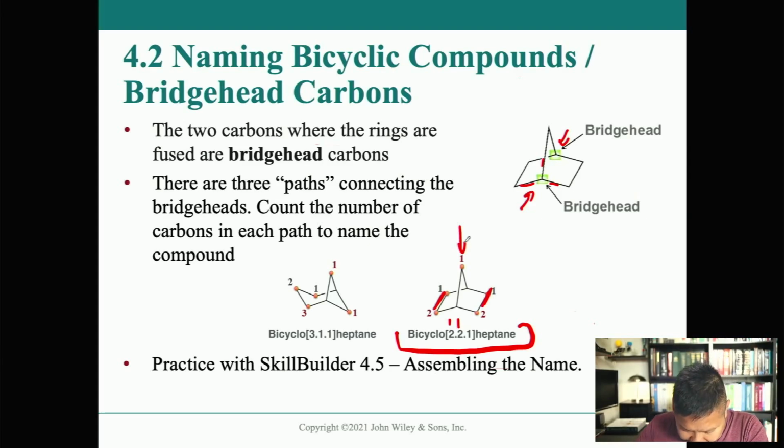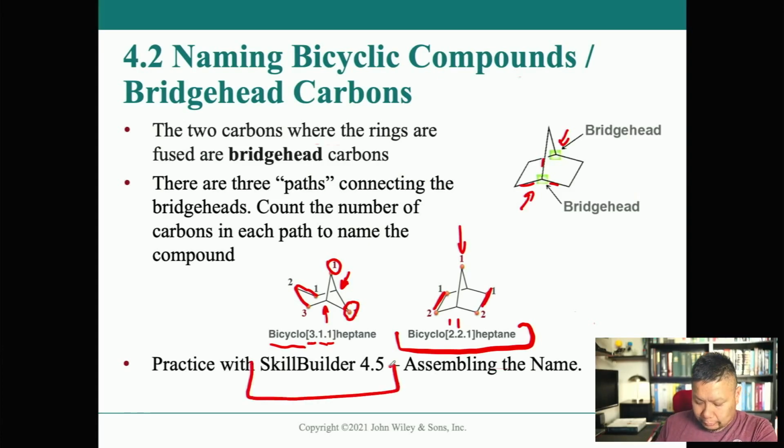So let's look at the heptane now. These are the bridgehead carbons of the heptane right here, and that's where you start the numbering from. So it's bicyclo-3,1,1-heptane, because on one side of the bridge there are 1, 2, 3 carbons. Then there's only 1 carbon at the top of that bridge, and at the bottom of that bridge there's only 1 carbon. So it's a bicyclo-3,1,1-heptane. Practice with Skill Builder 4.5 on Wiley Plus.